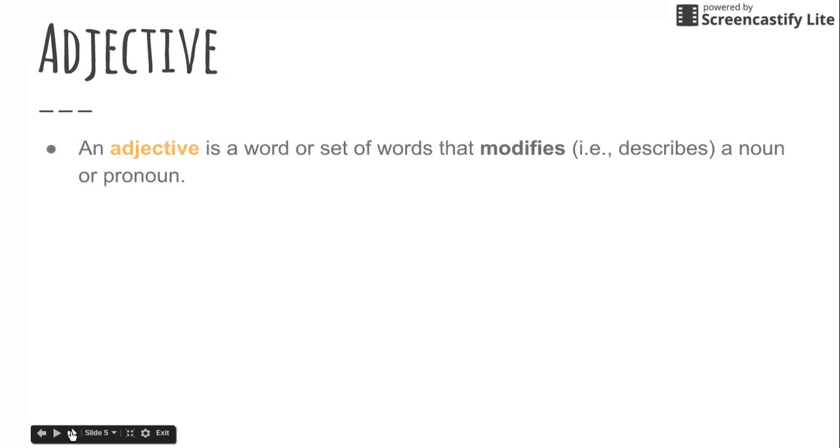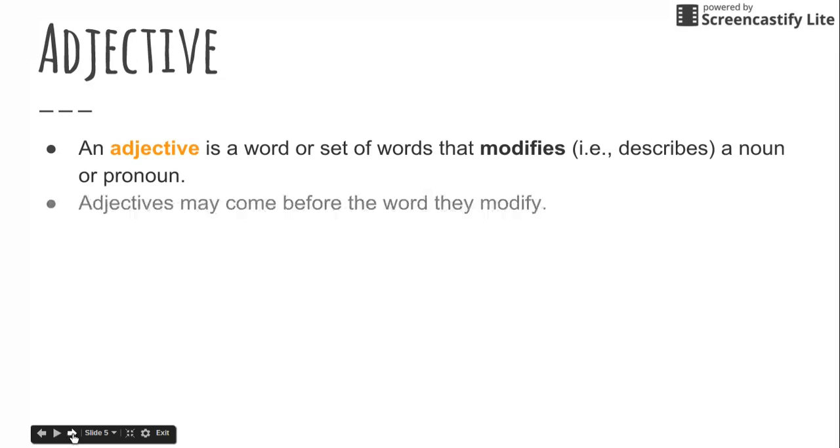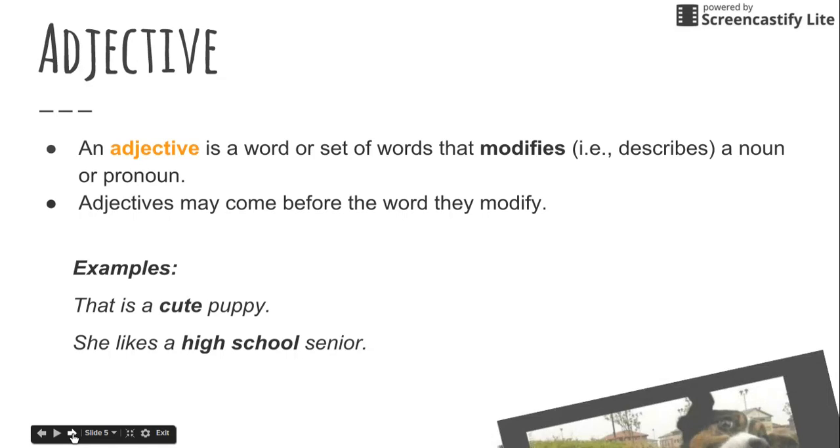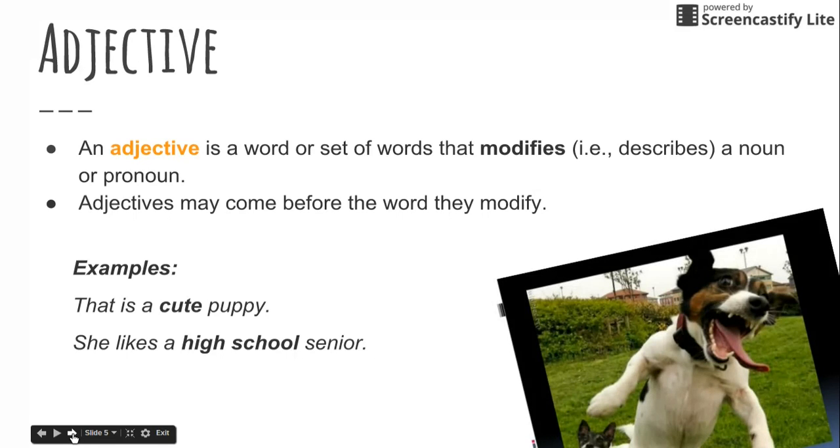First thing you need to know about adjectives. An adjective is a word or a set of words that modifies, or for example, describes a noun or a pronoun. Most adjectives can come before the word they modify. For example, that is a cute puppy, not just a puppy, a cute puppy. Or she likes a high school senior. So those words in bold describe the nouns that are written in the sentence. Wait a minute. That doesn't look like a very cute puppy.